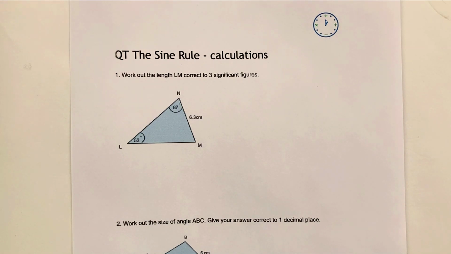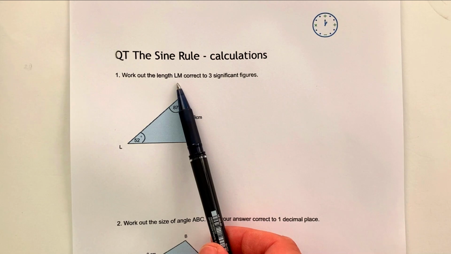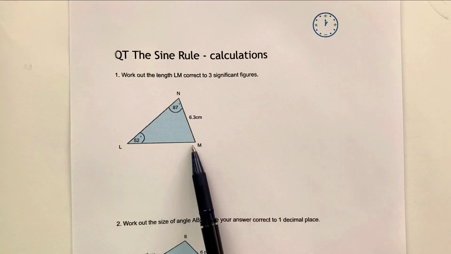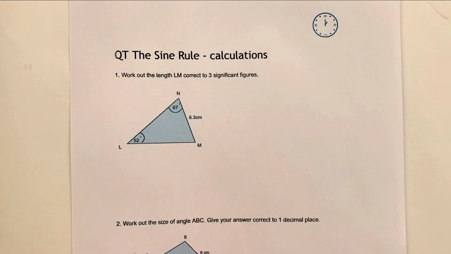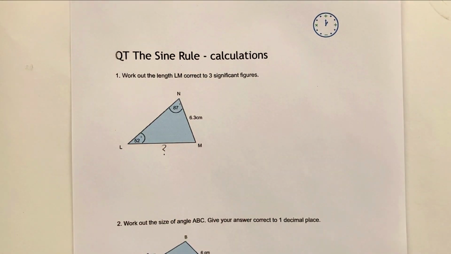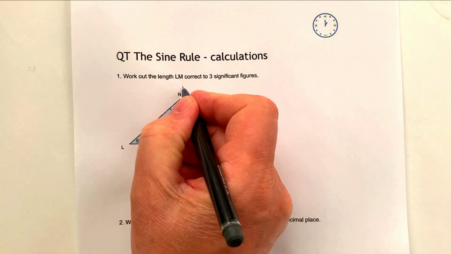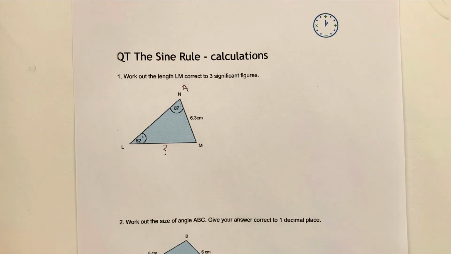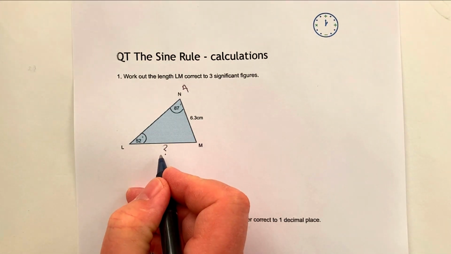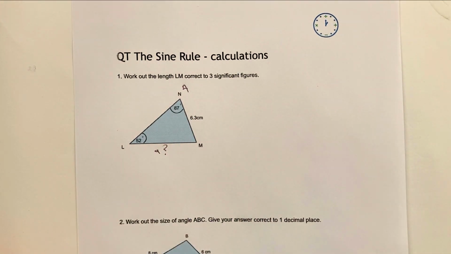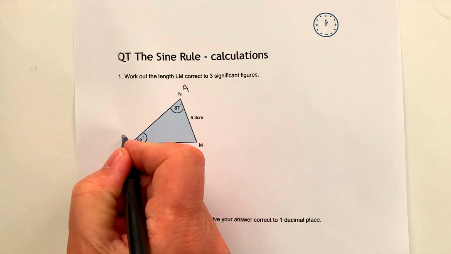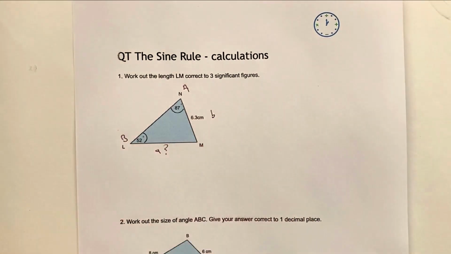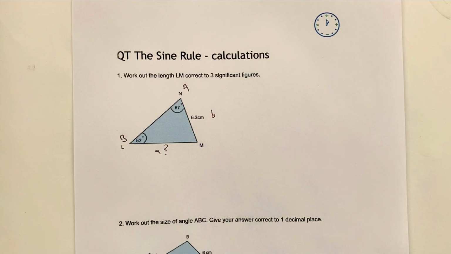Okay, so it says work out length LM, which is actually this one along here. So this is what we're going to be working out. Now there are a couple of different designations that you might be familiar with. So where we've got an angle, we just call it a capital letter. I'm going to call it capital A. And where we've got a side, I'm going to call it small a. Again I've got an angle here and then a lowercase letter over there.